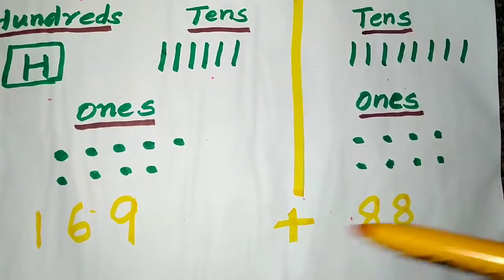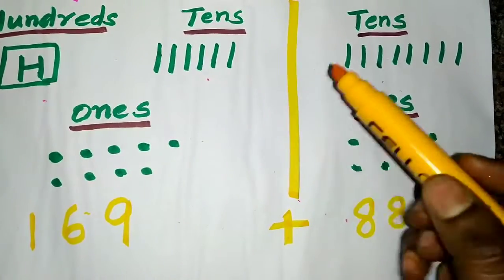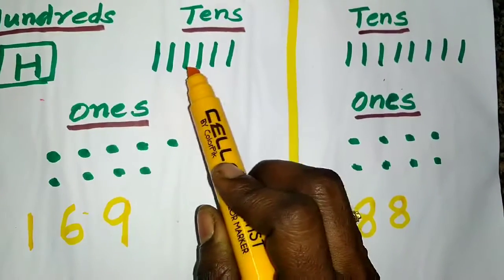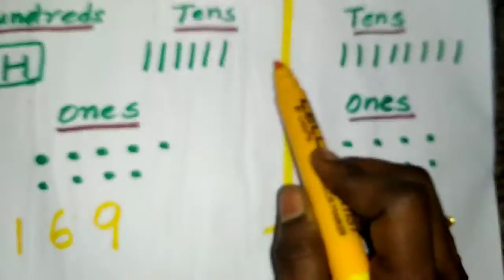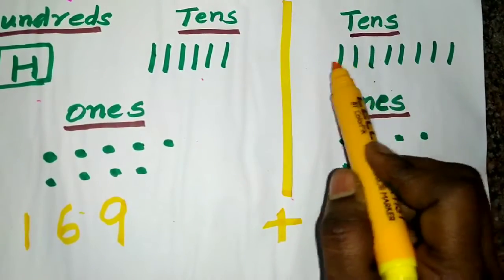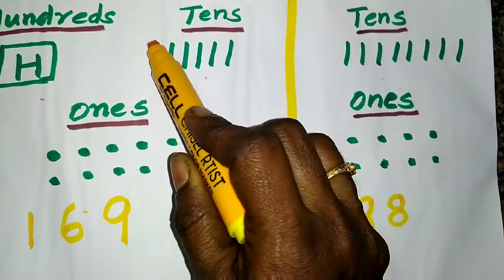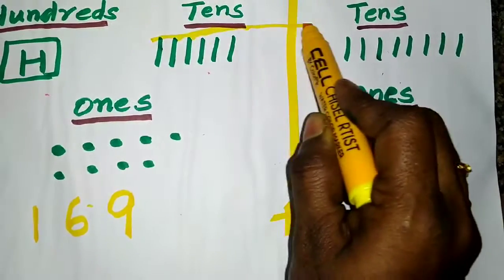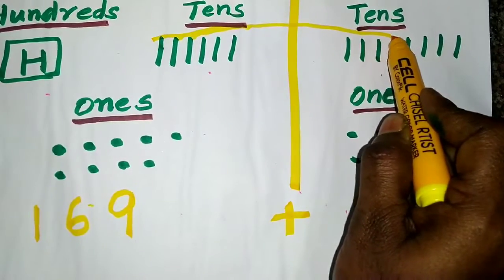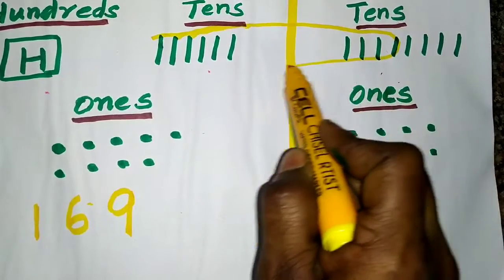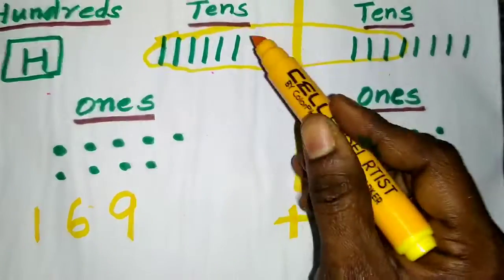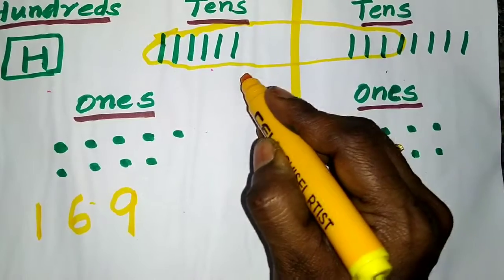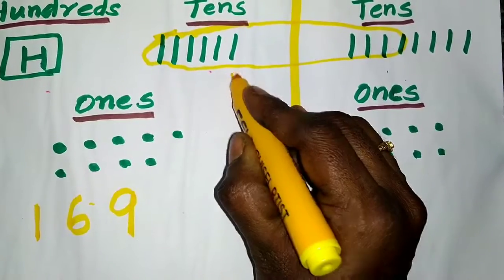By using pictorial representation, we have to regroup the numbers. In tens place, 6 values are there. That means 6 tens are there. In another tens place, 8 tens are there. Now you have to regroup these tens by making 10. 6 plus 4. From another tens place, 4 have been taken away with 6. So 6 plus 4, 10. 10 tens are combined together.